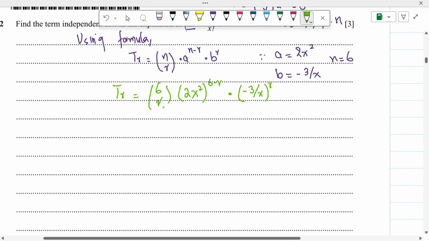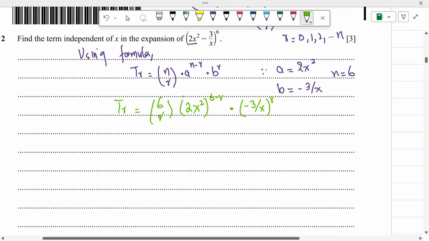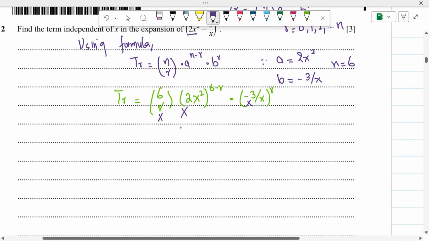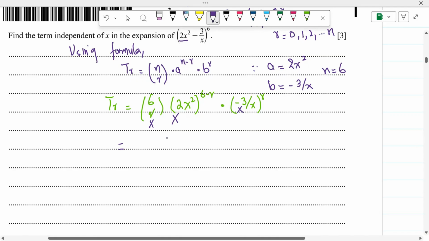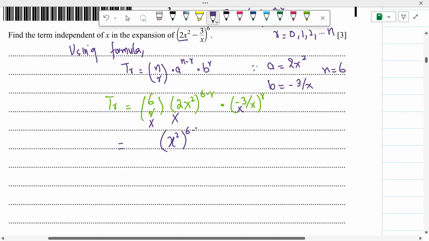We need to find the term free from x, so we will consider the x values. We are concerned about the x. We will ignore the constants and multiples. This one is a multiple, ignore it. 2 is a constant multiple, ignore it. Negative 3, ignore it. We will only retain the value of x. So (x²) to the power of 6 − r, and here we will have only (1/x) to the power of r.